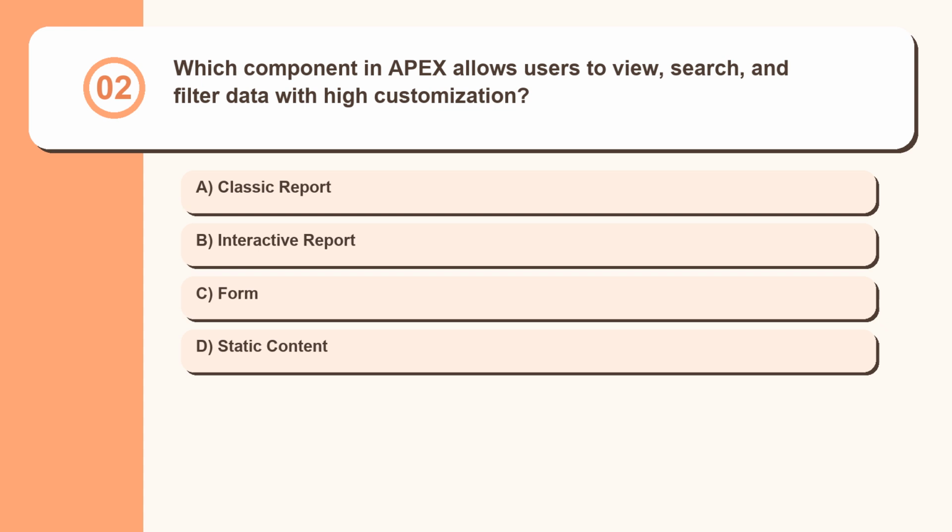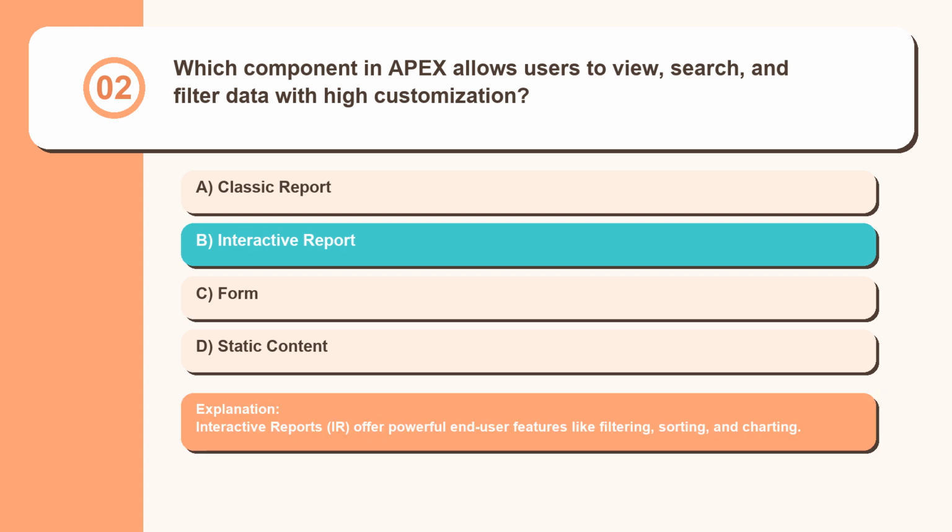Question 2. Which component in Apex allows users to view, search, and filter data with high customization? Classic report, interactive report, form, static content. Interactive reports, IR, offer powerful end-user features like filtering, sorting, and charting.